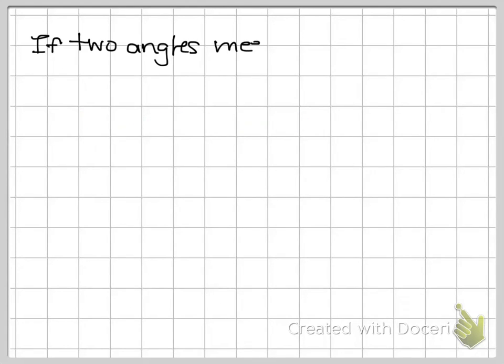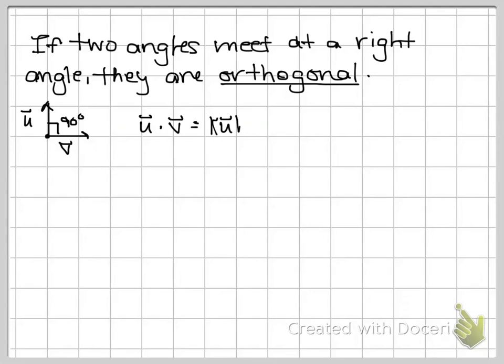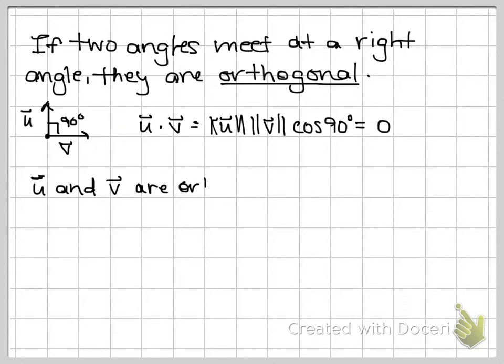So if two vectors meet at a right angle, so 90 degrees, then we say that the two vectors are orthogonal. So there's a picture, they meet at a right angle. A right angle is 90 degrees. So what does that mean about the dot product? Well, the dot product is the magnitude of u, magnitude of v, cosine of 90, which is 0, because cosine of 90 is 0. So we get this fact: u and v are orthogonal if and only if u dot v is 0. So we have an easy way to check whether two vectors are orthogonal.